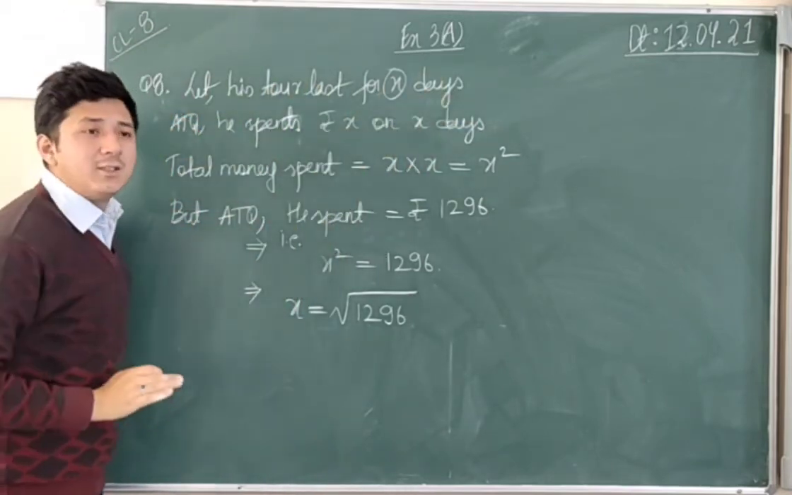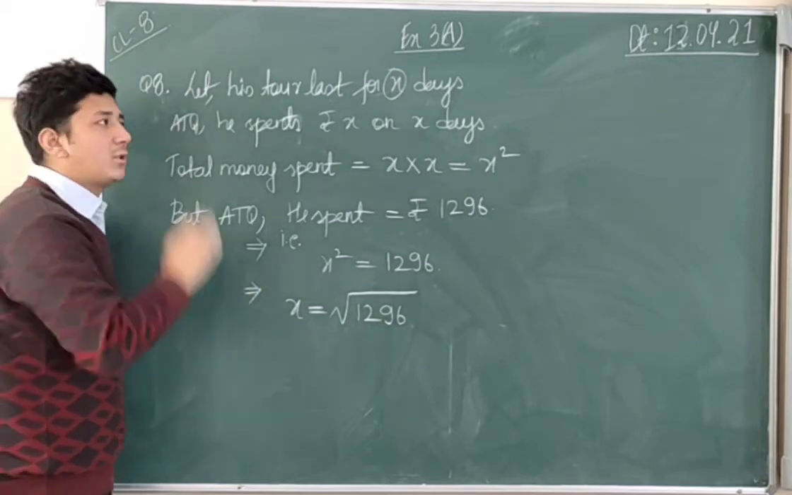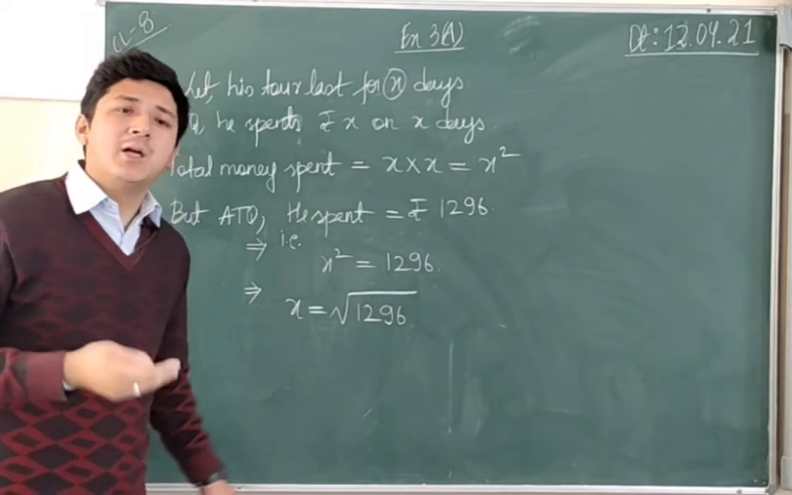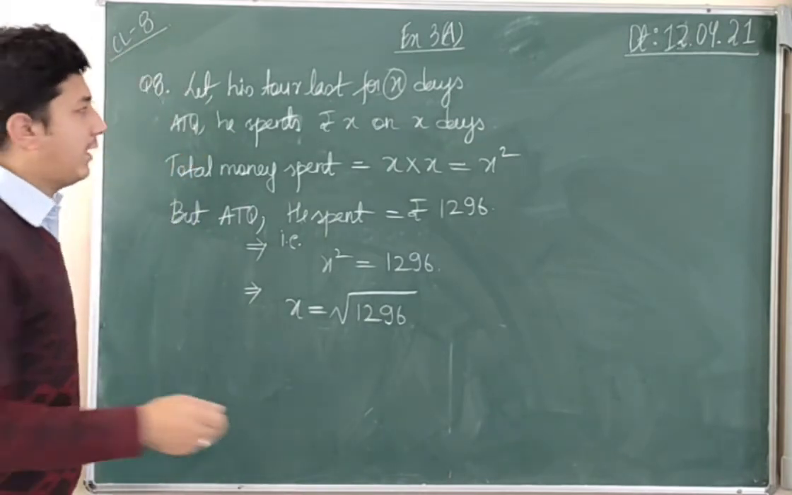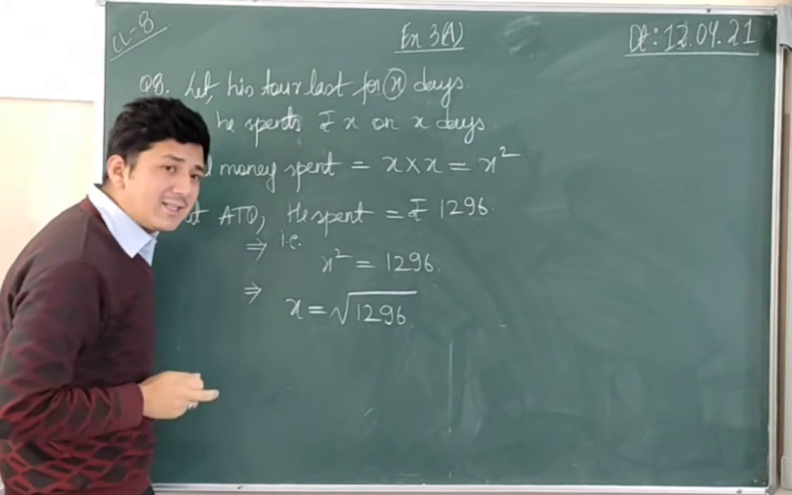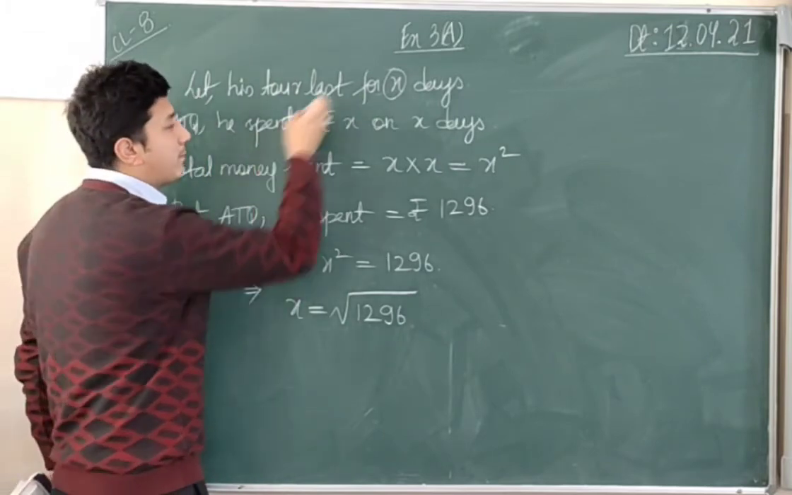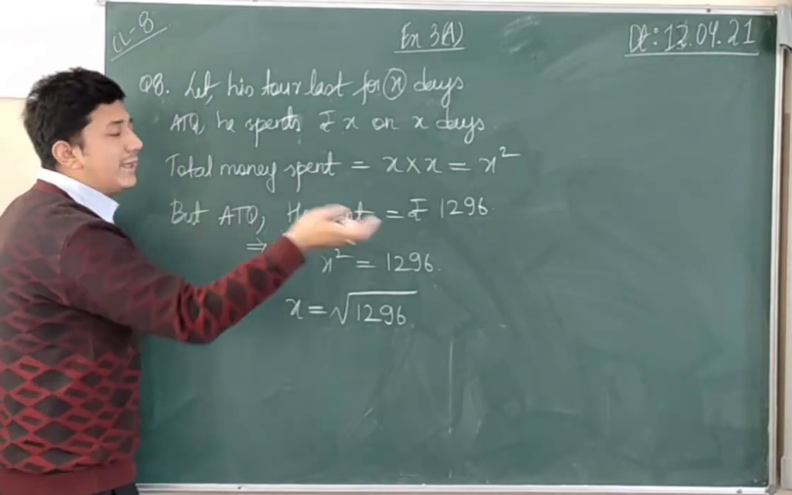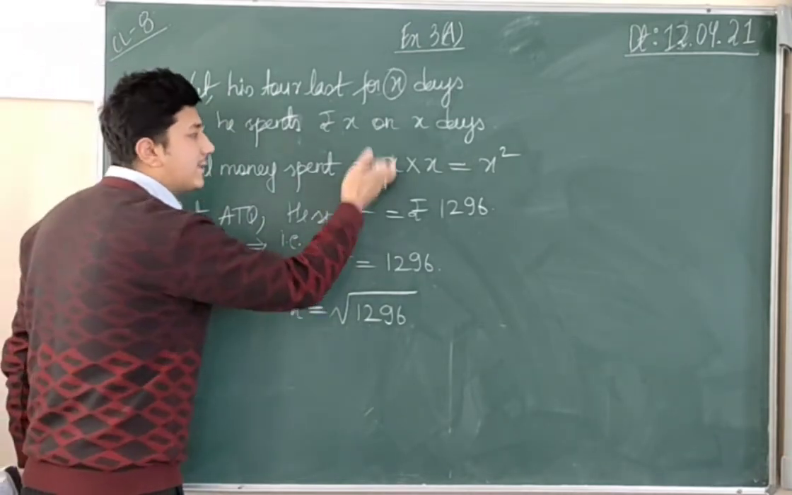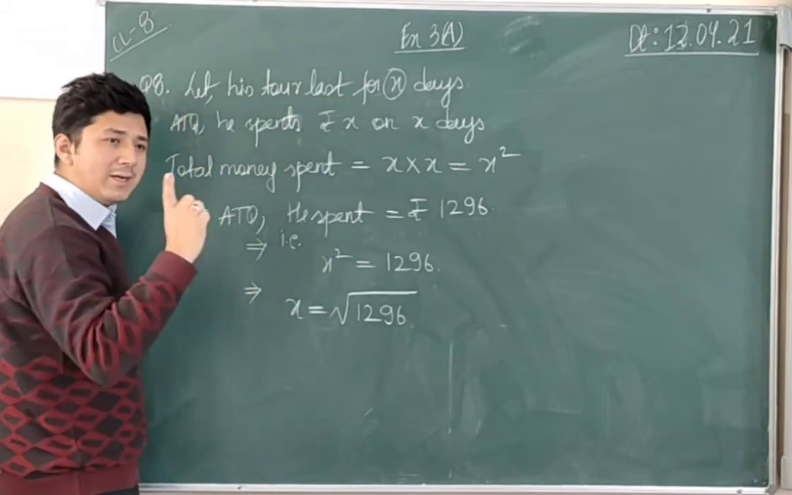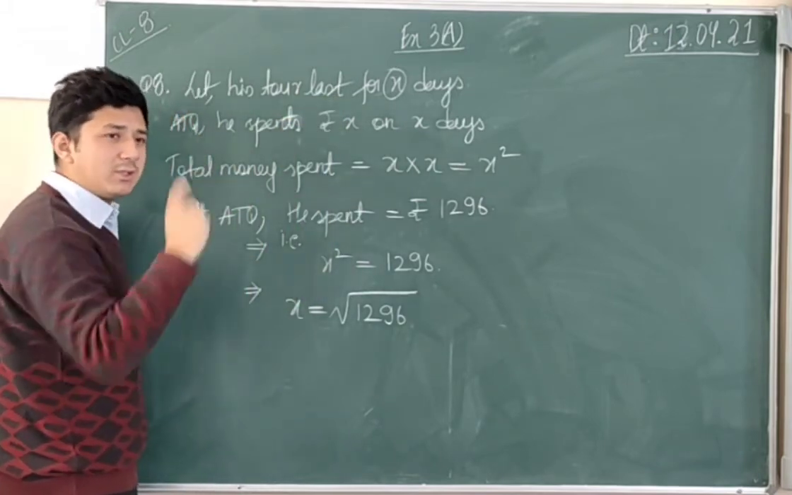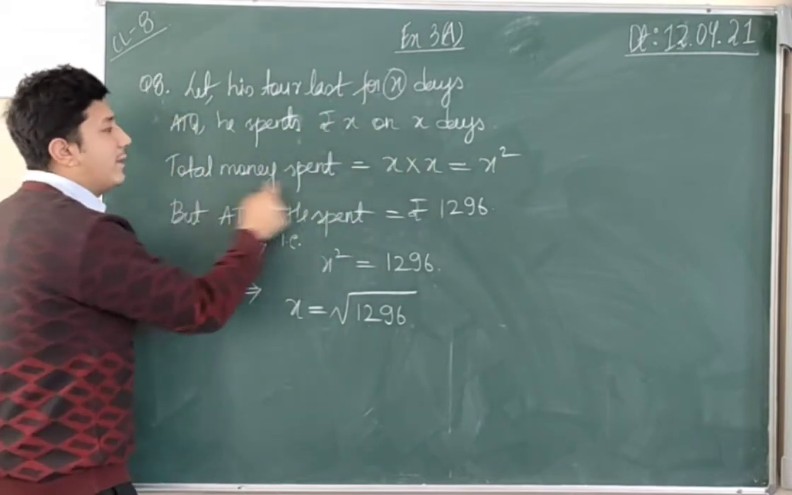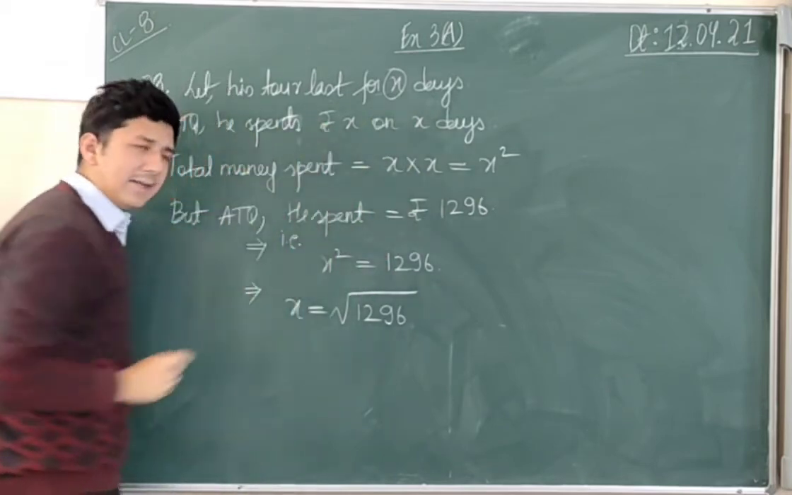X days he was on tour, and each day, for example, if he was on tour for 100 days, each day he was spending 100 rupees. The case is something like that. So he was on tour for X days, so each day he was spending X rupees. Am I clear? So total money he spent in X days will be X into X. 1 day X rupees, 2 days X rupees, 3 days X rupees, X number of days X number of rupees. So total he spent X into X, which is X square.